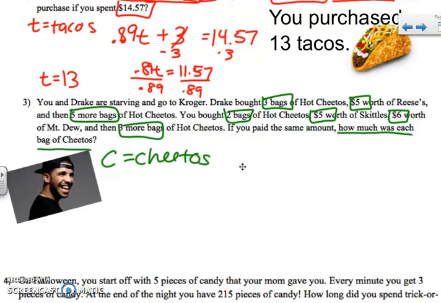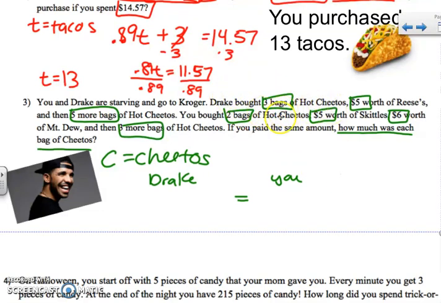And now I need to set up 2 scenarios. This is going to be variables on both sides. So you have Drake on that side of the equation, and we can put you on the right side of the equation. So let's start back up here. Drake has 3 bags of hot Cheetos. So we're going to say 3C for Drake. Keep reading. $5 worth of Reese's. So he just spent $5. And then 5 more bags of hot Cheetos. So 5C. And so that's what Drake bought.